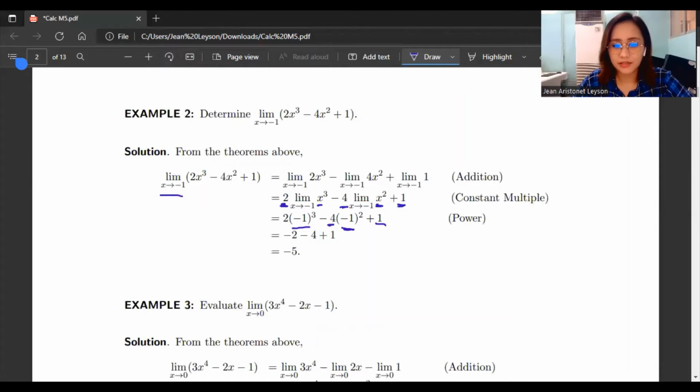Simplifying, that's -1. Cube is of course -1 since the exponent is odd, times 2, that's -2. The -1 squared, that's 1, times -4, that's -4, then plus 1. So simplifying all in all, that's -6 plus 1, that is -5, which is our final answer.